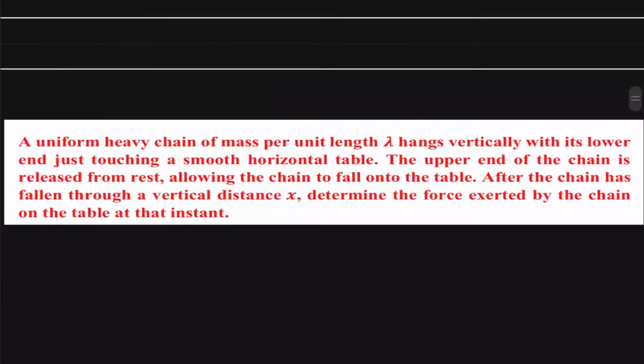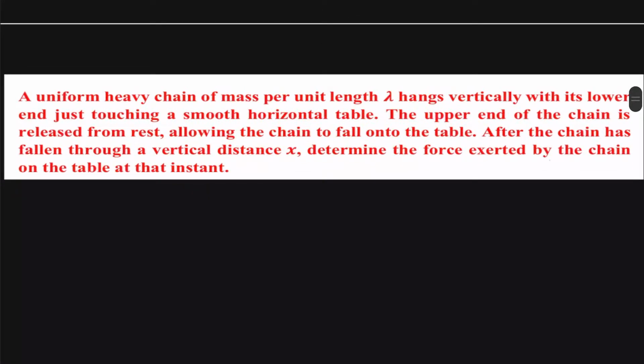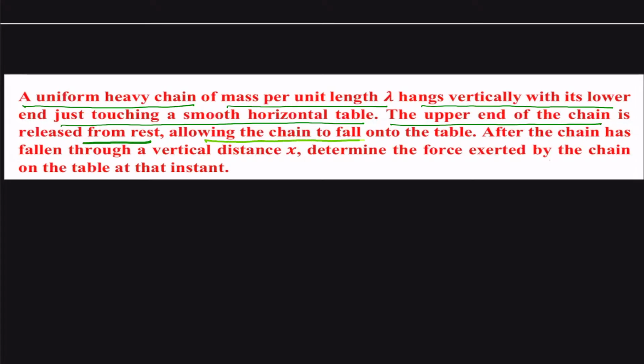Second question. It states that a uniform heavy chain of mass per unit length lambda hangs vertically with its lower end just touching the smooth horizontal table. The upper end of the chain is released from rest, allowing the chain to fall onto the table. After the chain has fallen through a vertical distance x, determine the force exerted by the chain on the table at that instant.